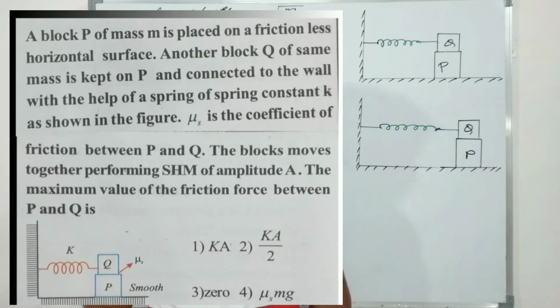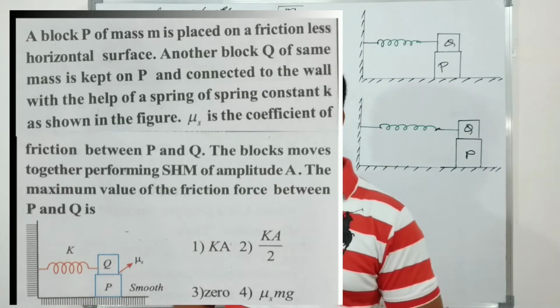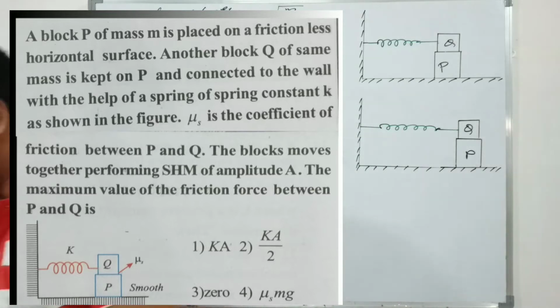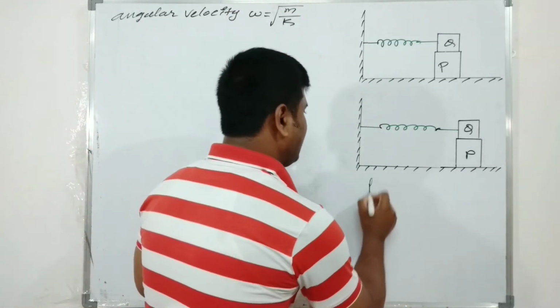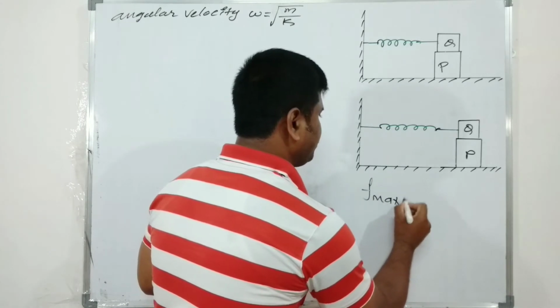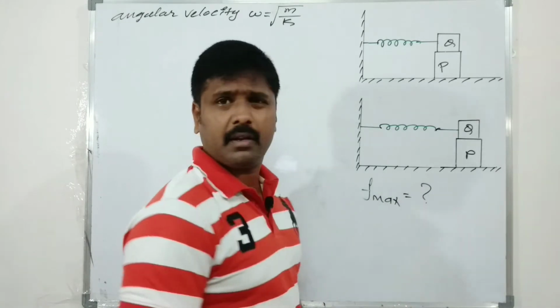Mu s is the coefficient of friction between P and Q. The blocks move together and perform simple harmonic motion of amplitude A. The question asks for the maximum value of the frictional force between P and Q. So our question is F maximum, which is equal to question mark.